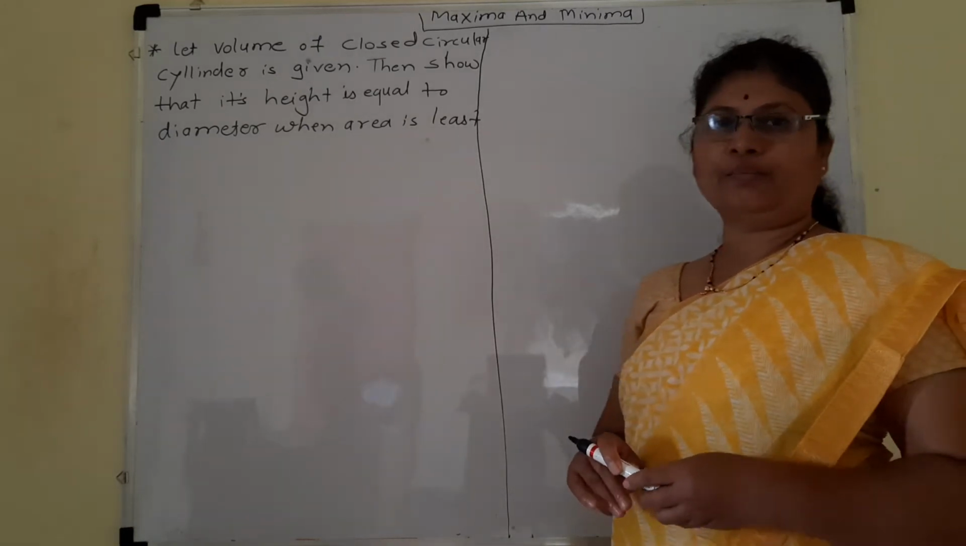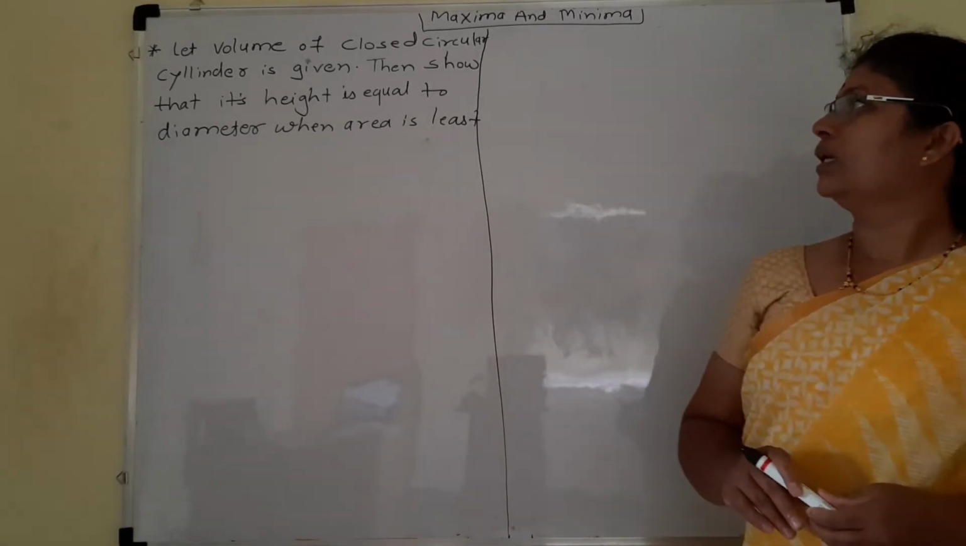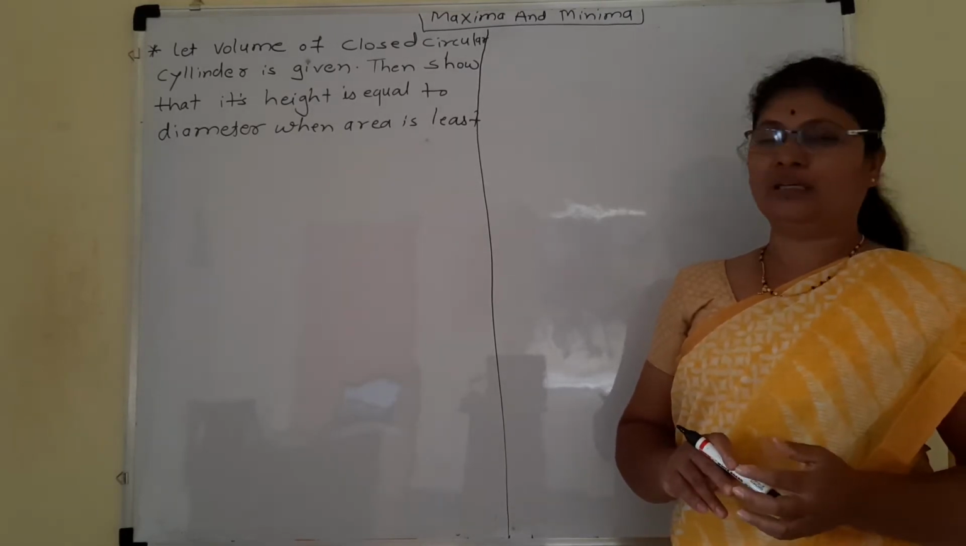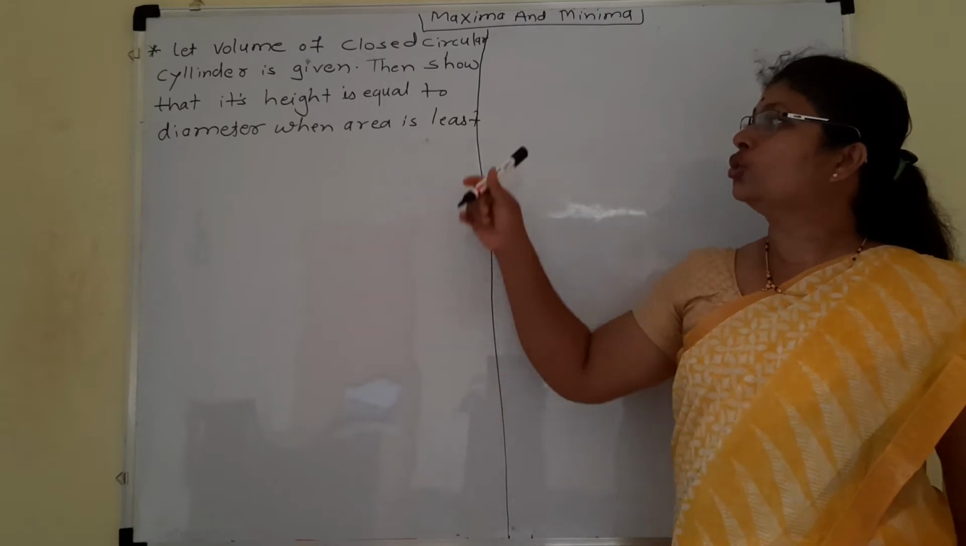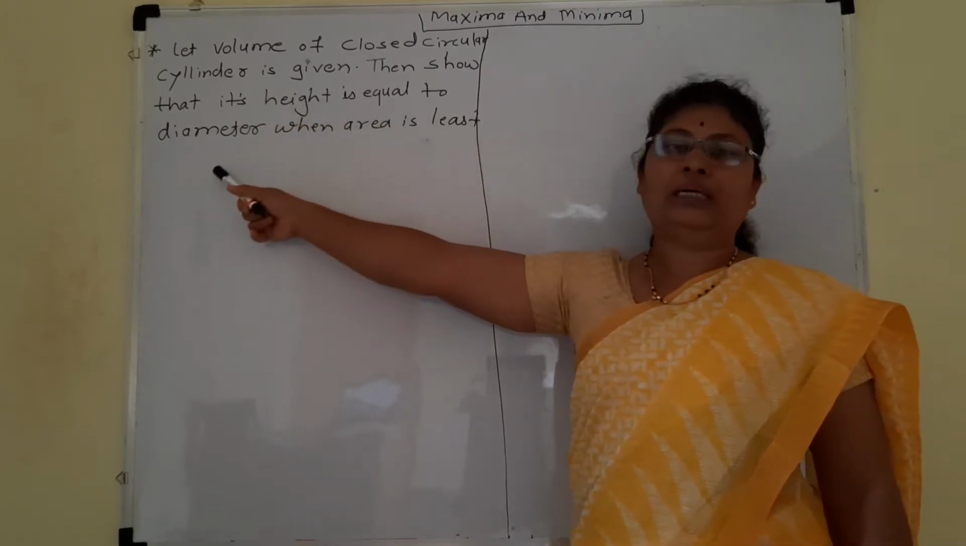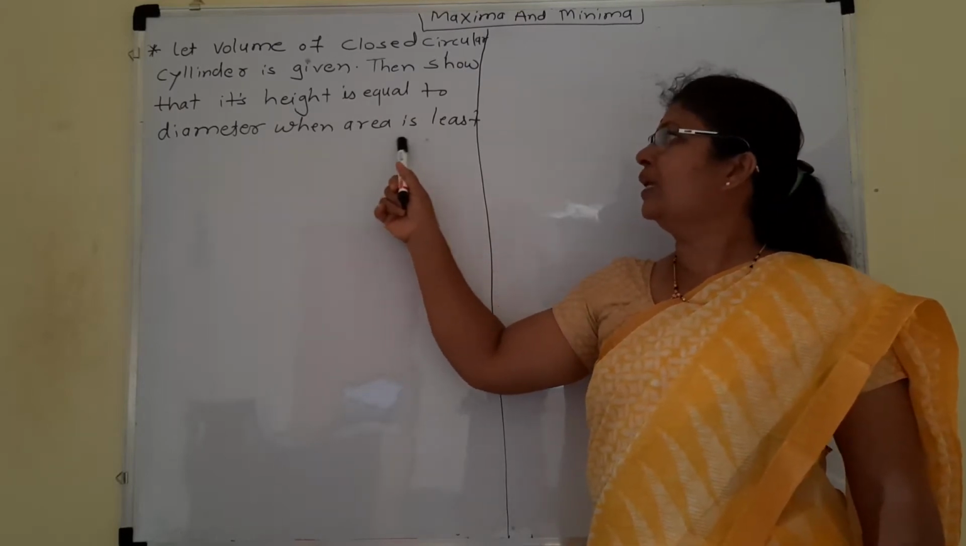Consider one more example from Maxima and Minima. Let the volume of a closed circular cylinder be given. Then show that its height is equal to the diameter when the area is least.